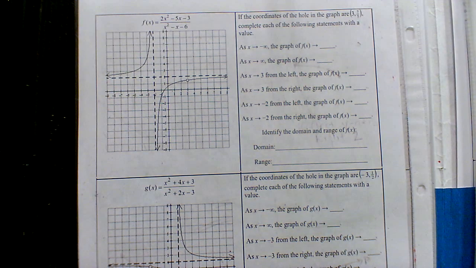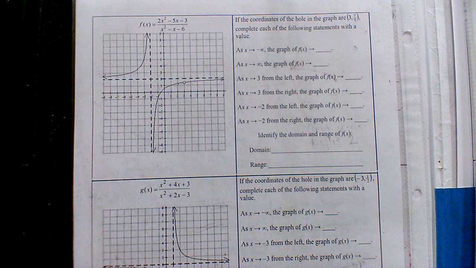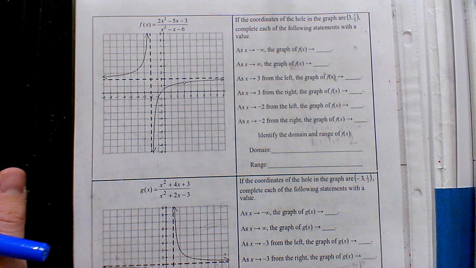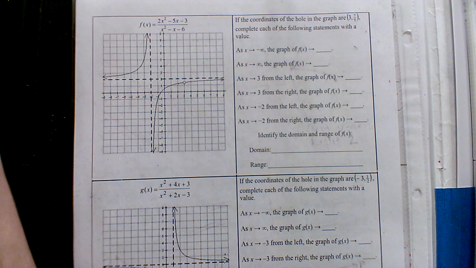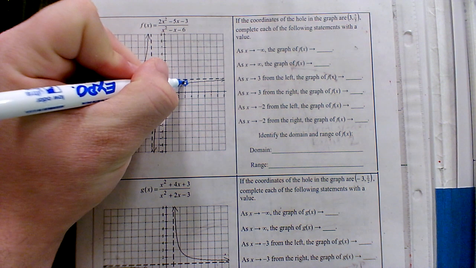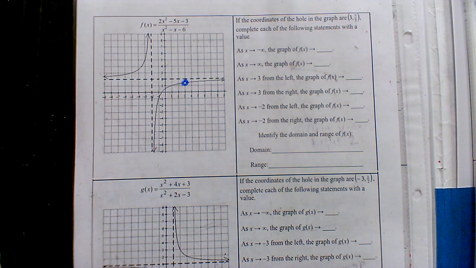So we see we have a graph, and they give us the equation there of our rational function. And we're going to look at this graph a little bit, analyze it a little bit, and answer the questions there. If the coordinates of the hole in the graph are (3, 7/5), that's right here. They show that hole in the graph. Complete each of the following statements with a value.